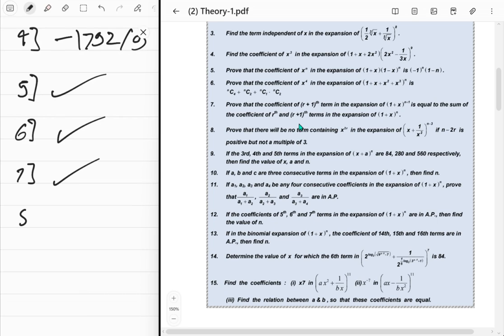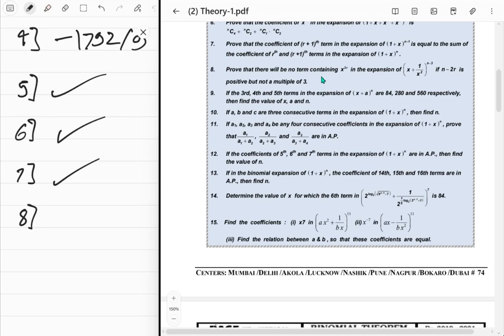And 8. Prove that there will be no term containing x power 2r in the expansion of this if n minus 2r is positive but not a multiple of 3. So n minus 2r is positive but not a multiple of 3. So x power 2r, you want that. It's got n minus 3 right there.